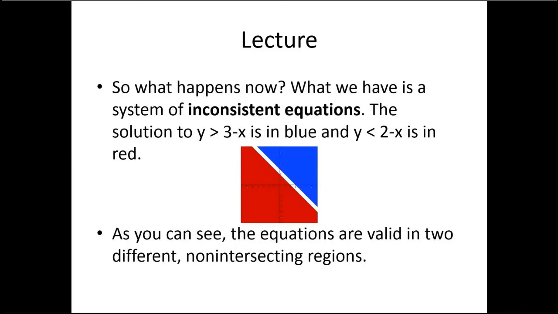Inconsistent equations. The solution set for y is greater than 3 minus x is in blue. The solution set for y is less than 2 minus x is in red. And there's no point where they intersect. So this is what inconsistent equations look like when you're trying to tie them in with inequalities.